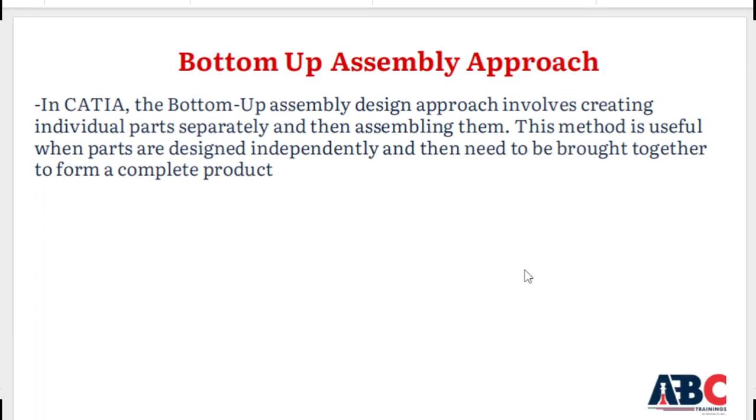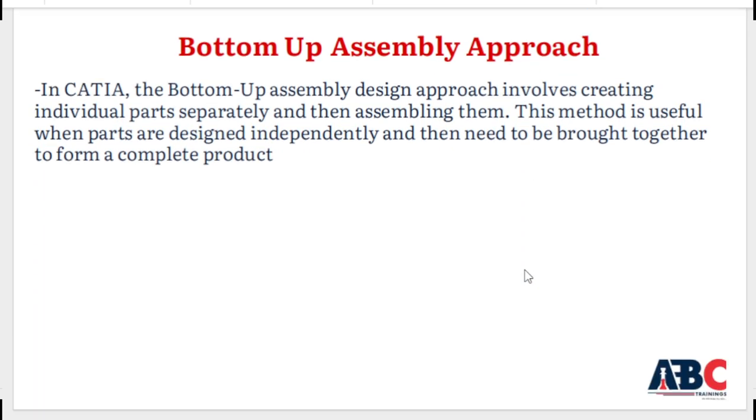Bottom-up assembly approach. In CATIA, the bottom-up assembly design approach involves creating individual parts separately and then assembling them. This method is useful when parts are designed independently and then need to be brought together to form a complete product.